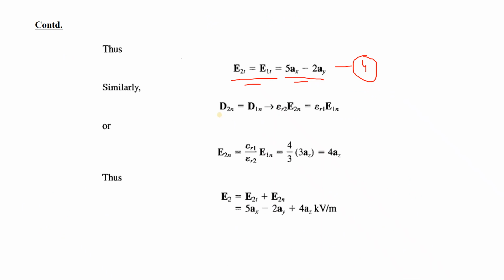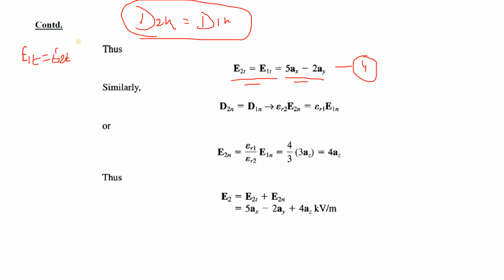If you can remember, there is a relationship between the normal component also, but with respect to the electric flux density. The second boundary condition is that the normal component of electric flux density are equal. This we know. So two boundary conditions were there: tangential component of electric field intensity are equal for dielectric medium, and normal component of electric flux density are equal. So we have applied this particular concept to find out the tangential component of the second medium of electric field. Now you will use this formula.